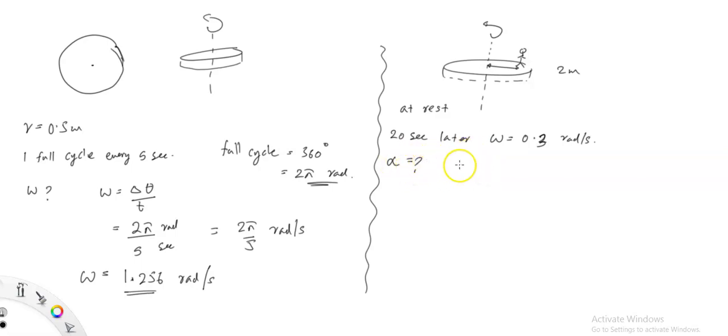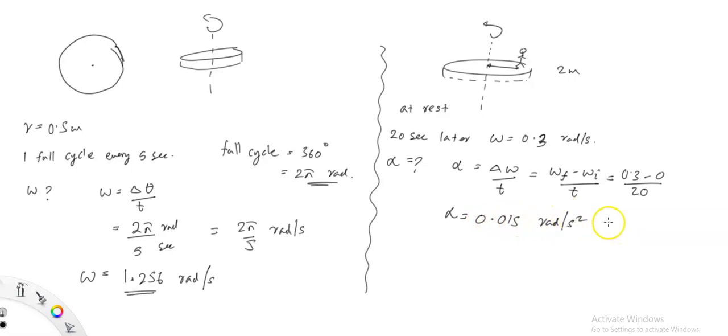Alright, we know that acceleration is delta omega divided by time. So delta omega is omega final minus omega initial over time. Omega final after 20 seconds it reached 0.3. Initially it was 0. All these things took 20 seconds. So our alpha is 0.3 over 20, which is 0.015 radians per second squared.